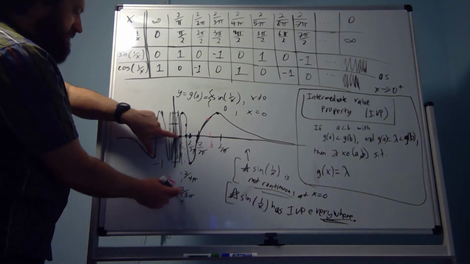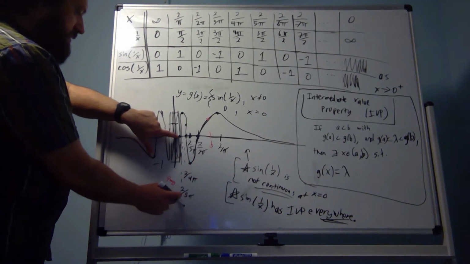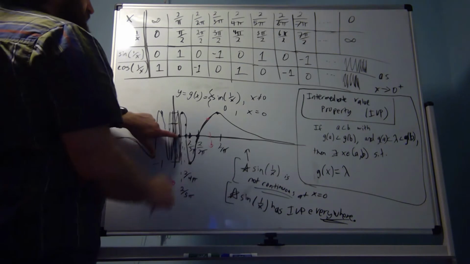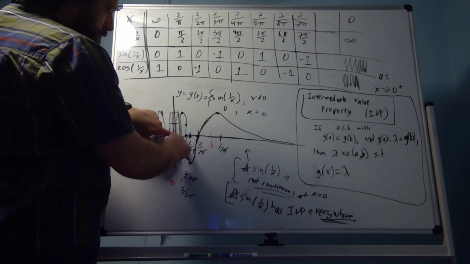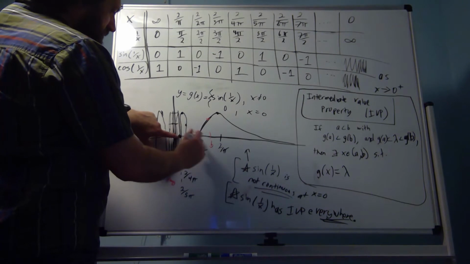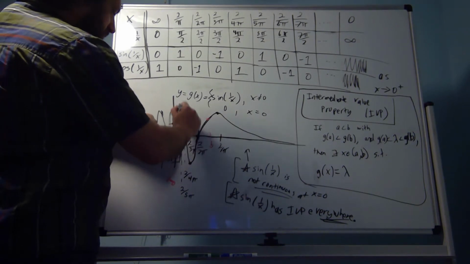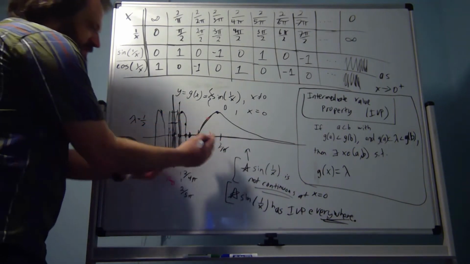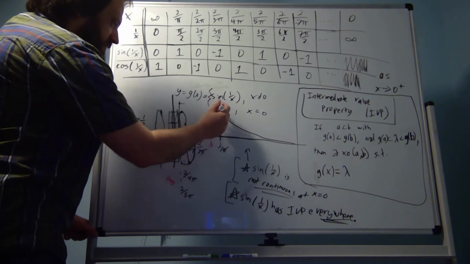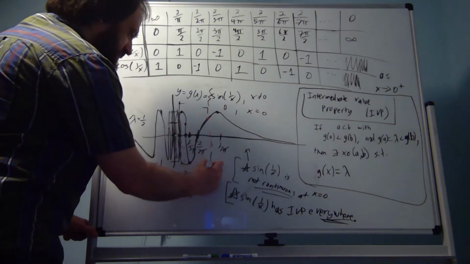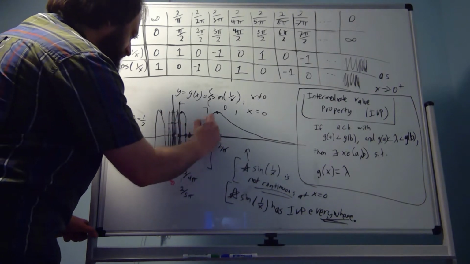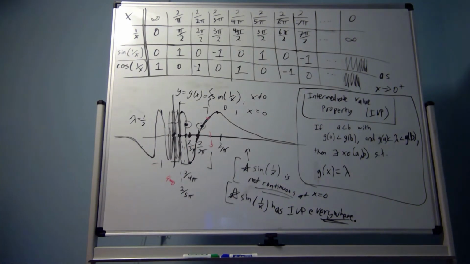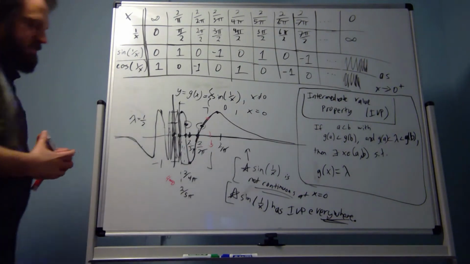So let's say we plug in 1/3 pi for x, sine 1/x is equal to 0. Well, the intermediate value theorem applies to this function. If I'm away from the singularity, then the usual intermediate value theorem applies to this interval, which means there has to be something like this, or maybe this one. There could be more than one, but here we go. There's going to be some input such that the output is lambda.